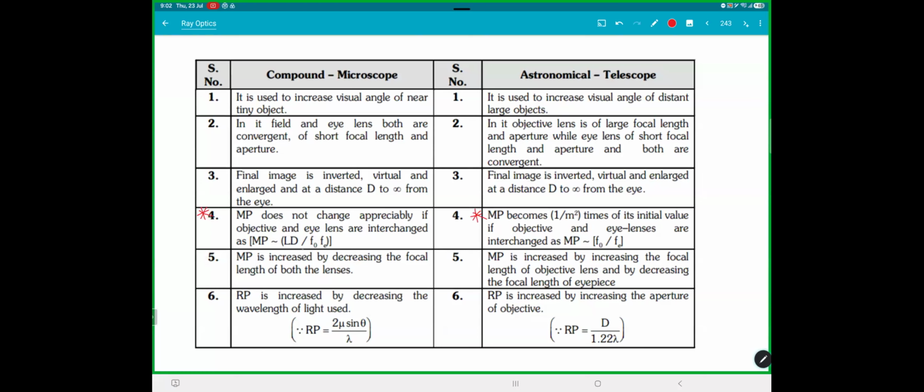Fourth and the fifth. So magnification is L D by F naught F E, and magnification is F naught by F E. Here magnification is increased by decreasing the focal length of both the lenses. Here you have to increase the focal length of objective and decrease the focal length of eyepiece. RP is called resolving power. This is removed from the portion, so we don't need this. So fourth and the fifth point are the important ones. So go through the top ones.